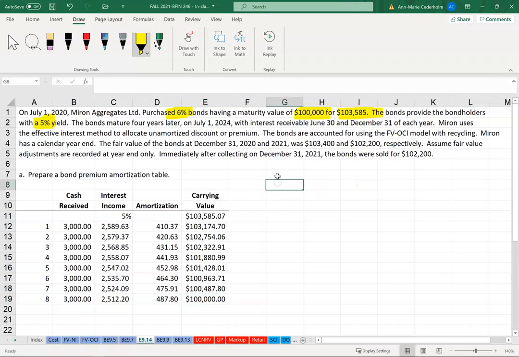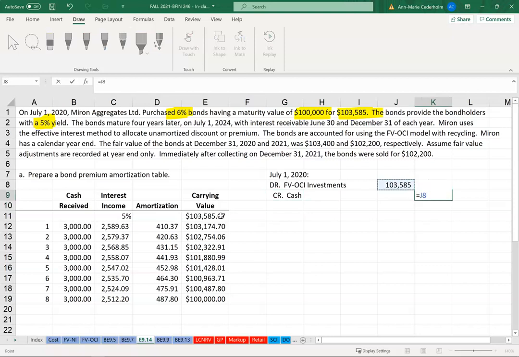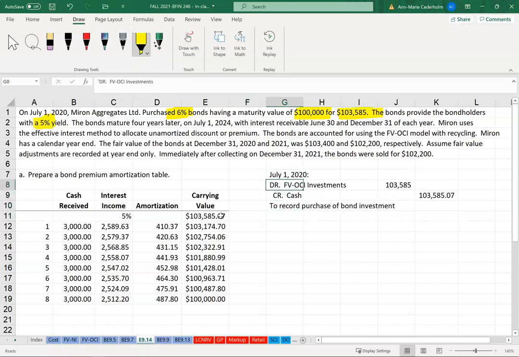Okay, so let's start doing all of the journal entries. So on July 1st, 2020, when I purchased the bond, I'm going to debit fair value through OCI investments, and that's for my 103,585, and then I'm going to credit cash for the same amount. And I'll just say to record purchase of bond investment. So remember, this is an investment on our books, so it's sitting as an asset.